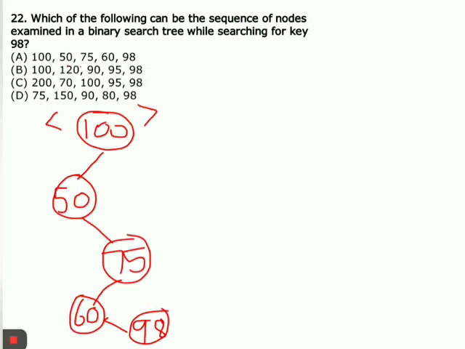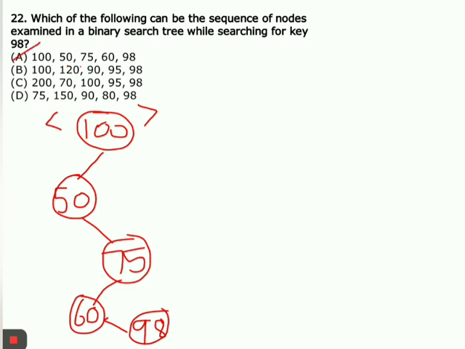Which of the following? So here let us write each and every option here. Option A is written in this manner. In a binary search tree, the basic property is that the left child must be a lesser value and the right child must be a greater value. So based on that property, we have inserted the nodes here for the given option.